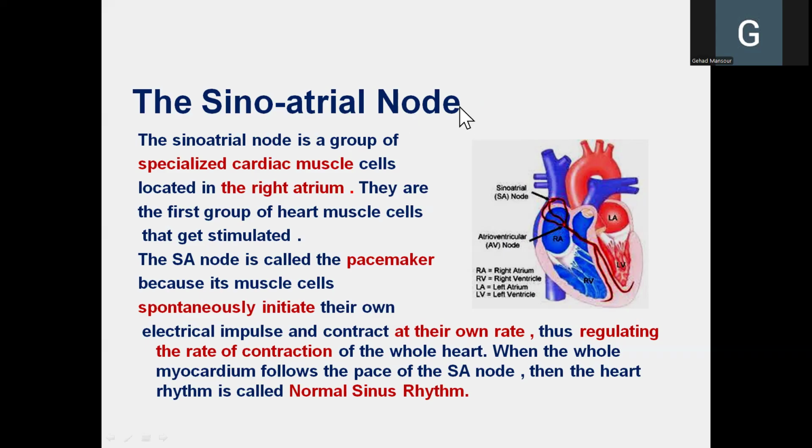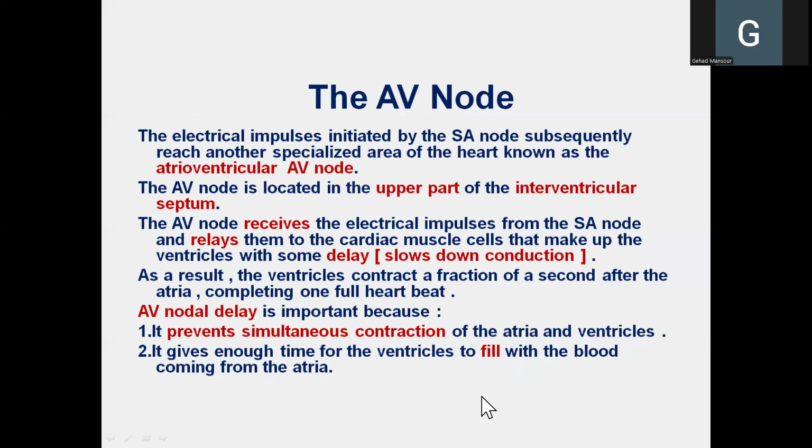How is the sinoatrial node well adapted to generate its own impulses? The sinoatrial node is adapted by being a specialized cardiac muscle fiber. Why is it specialized? Because it has an unstable membrane potential. So it is unstable. It can all the time generate electric impulses at its own rate. When the whole heart follows the rate of the sinoatrial node, we say that the whole heart is beating at the normal sinus rhythm.